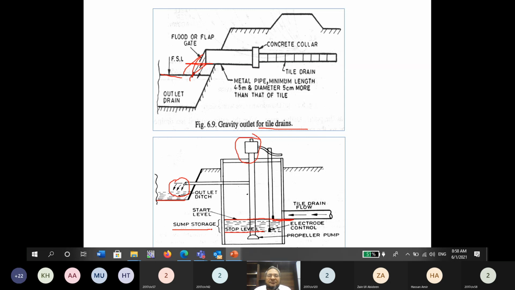So is it clear? The gravity outlet and the pump outlet. Do you have any questions?